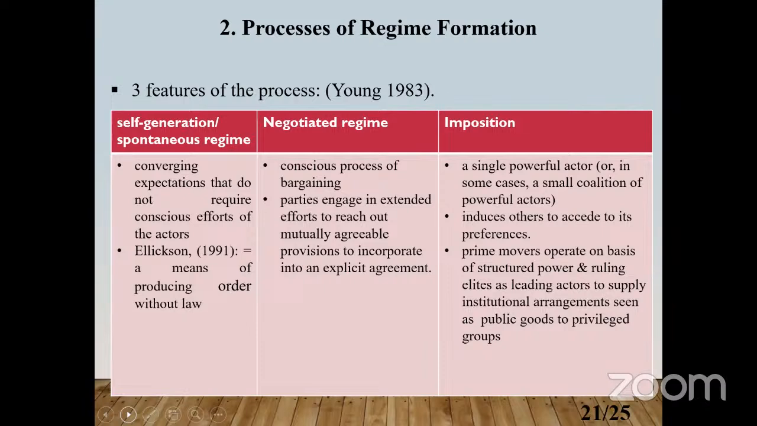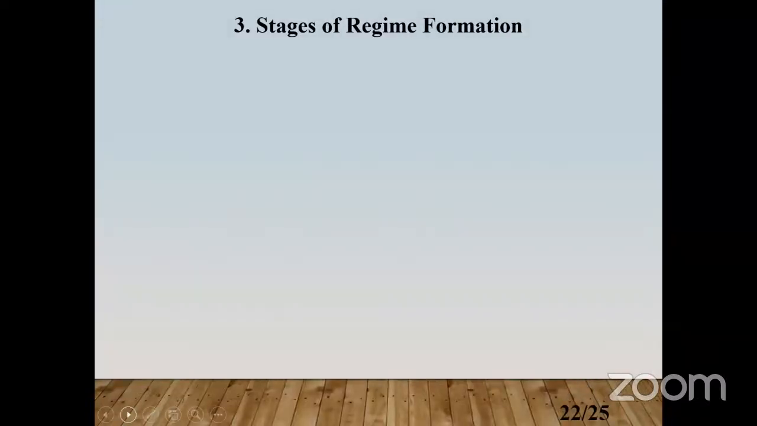This is what we have said before. They'll operate on the basis of very structured powers. They will influence presidents of nations, the legislature, and the ruling elites within those countries, leading the actors to supply institutional arrangements and so the formation of regimes. So you can see those threefold process avenues actually correspond to what we can call the theoretical frameworks in international regime formulation.